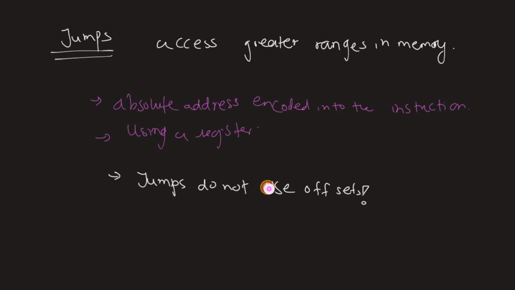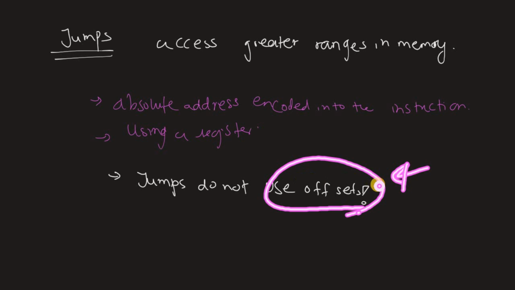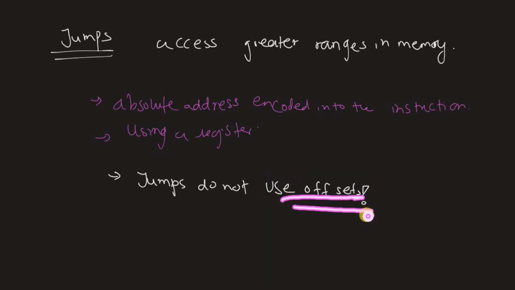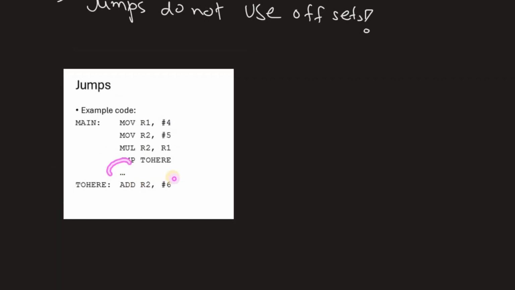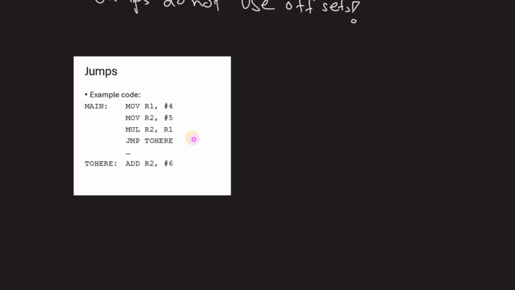Just remember, jumps are not going to use an offset the way branches did. Here this does not involve any kind of offset. An example of a jump would be something like this. Here you see a jump, and then you have a 2 there, which is the label. From here you're jumping to here, and whatever is in the middle, you're just ignoring. This would be an example of a jump.